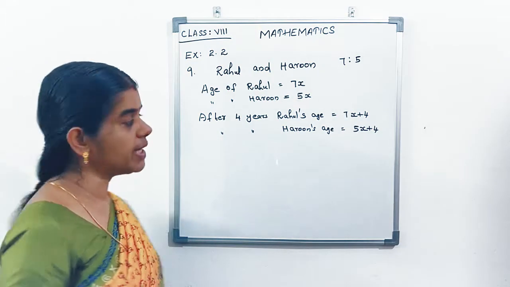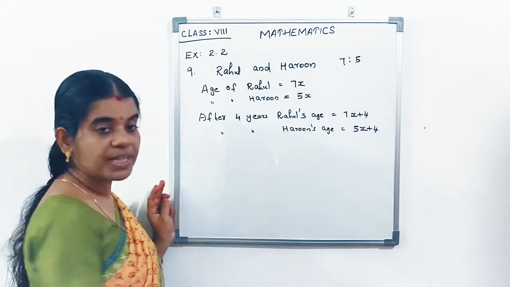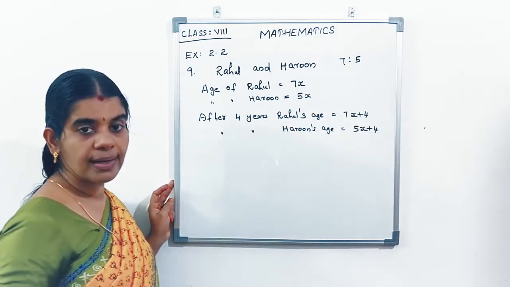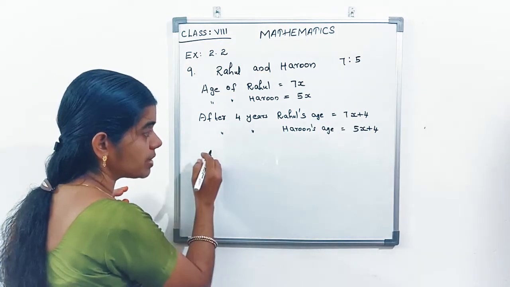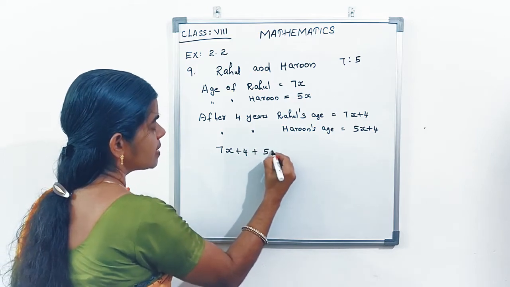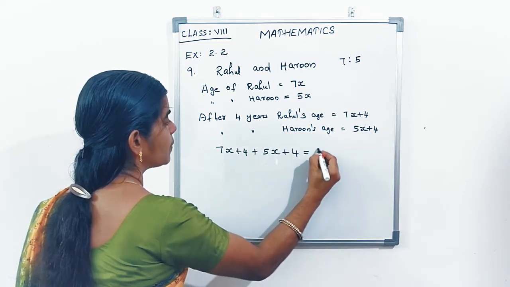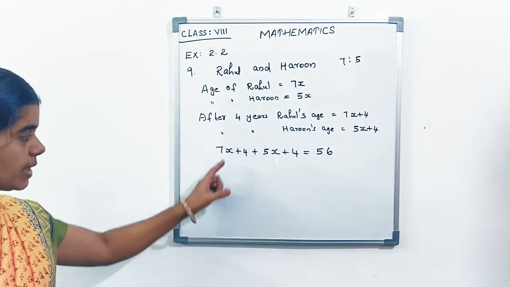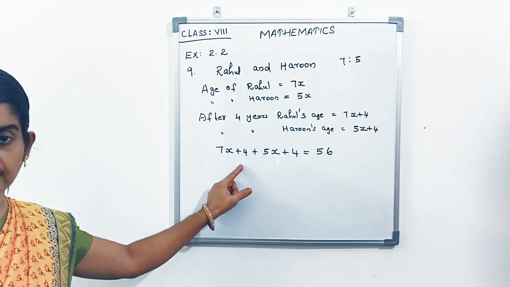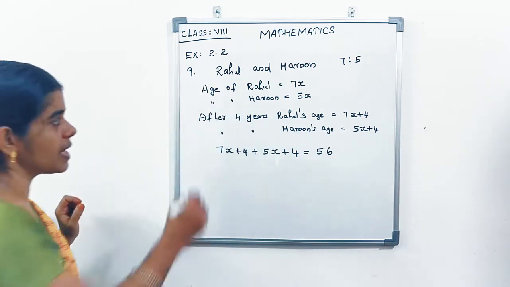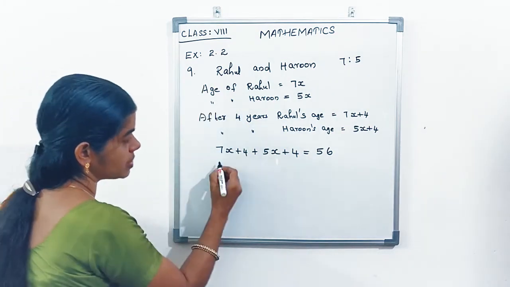Then in the given condition, after 4 years this will be Rahul's age and Harun's age. If you are adding these two, you are getting 56. Then according to the given condition, 7x plus 4 plus 5x plus 4 is equal to 56. From this equation we can find the value, and then we can find out Rahul's present age. If you want, you can write the present age also.